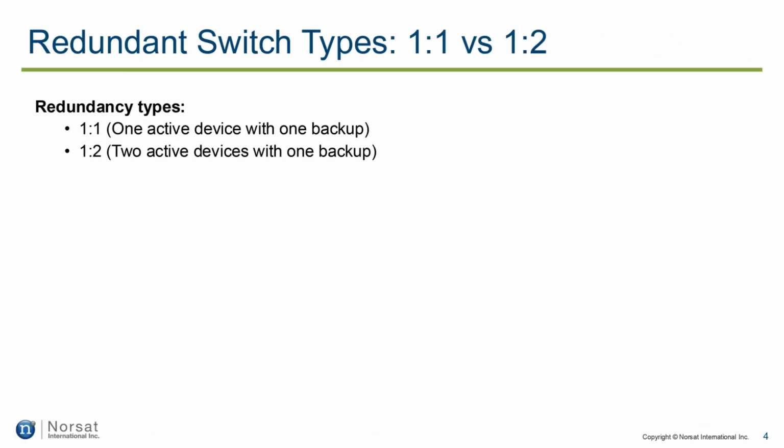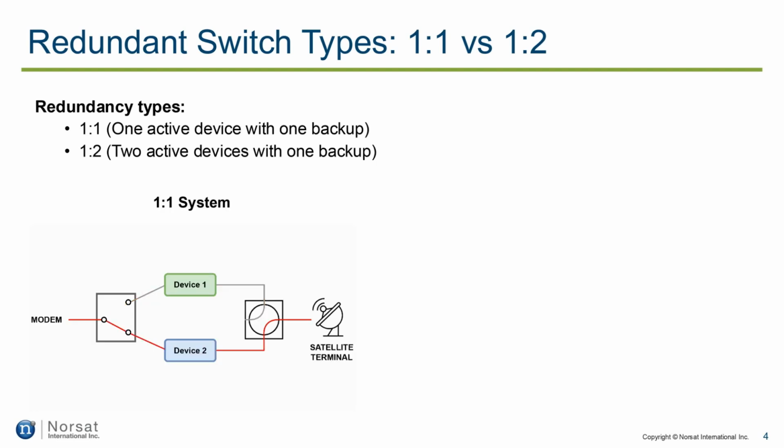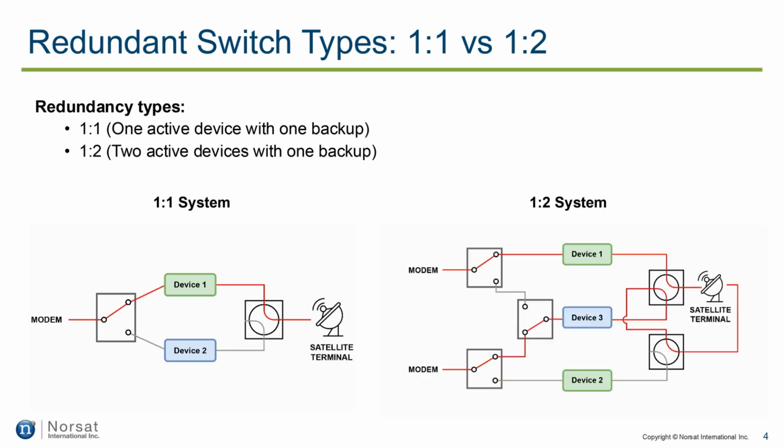We have two different redundancy setups. In a one-to-one system, there is one active device and one standby device, so if the active device fails, the standby takes over. And in a one-to-two system, there are two active devices and one standby device for greater reliability in case either active device fails. The RSW won't be able to support two active devices if two active devices fail.